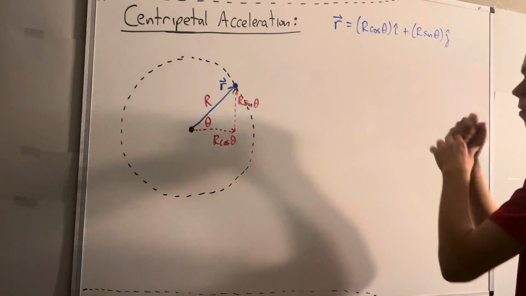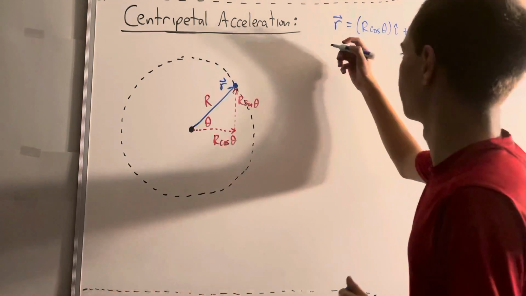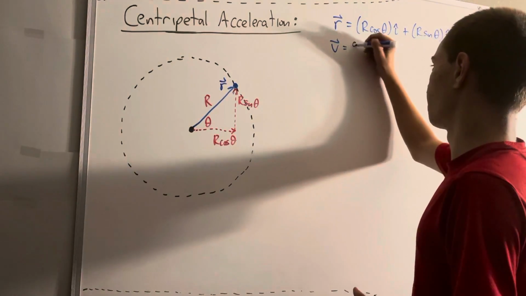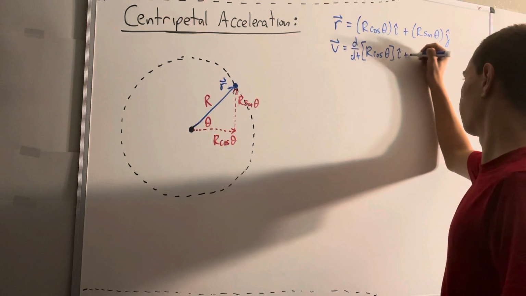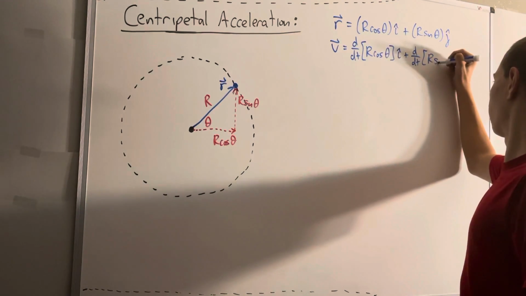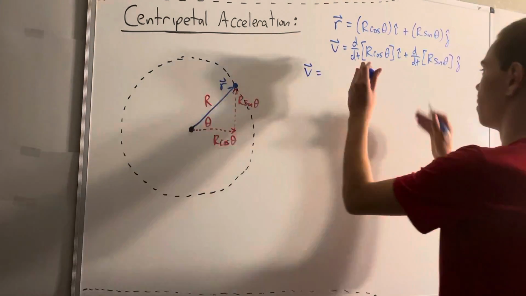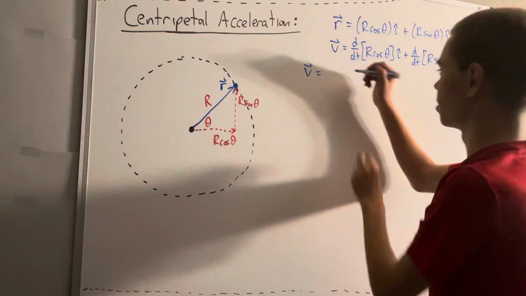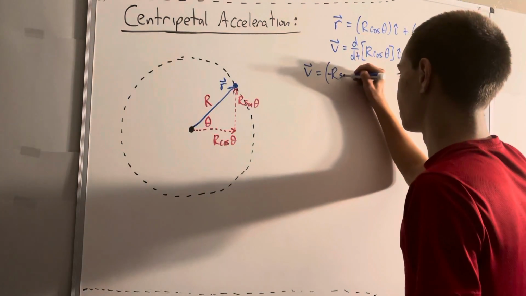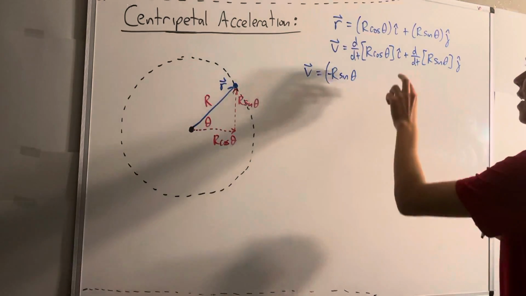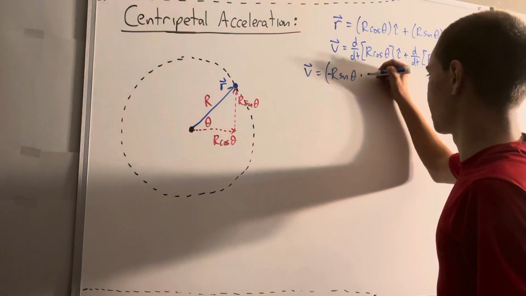So what we have to do is take the derivative of position to get velocity. To get velocity, it's the derivative with respect to time of each of our components. Okay, so to do this, starting with our x component, we know that r is a constant, so we can pull it out of our derivative. So r, and then the derivative of cosine theta is just negative sine theta. And since we're taking the derivative with respect to t, we have to multiply by the derivative of theta with respect to t. This is just a case of the chain rule.